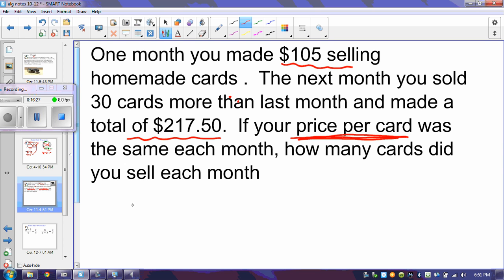Now, since your price per card was the same each month, we should be able to figure out how many cards you sold. So, setting up a ratio here of price per card, I'm going to take the total money, $105, and divide by the number of cards, which I don't know. For the first month, that ratio gives me my price per card. For the second month, where I sold $217.50 worth, but I know that I sold 30 cards more than last month, my ratio would look like this, x plus 30, to get that new total.